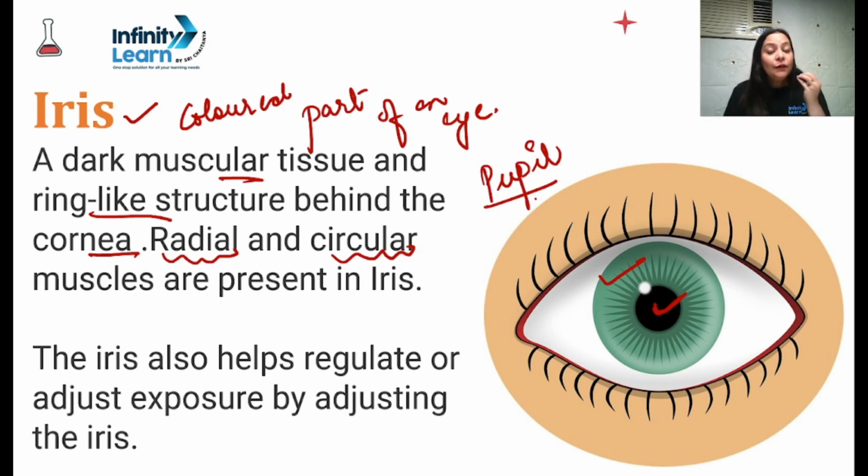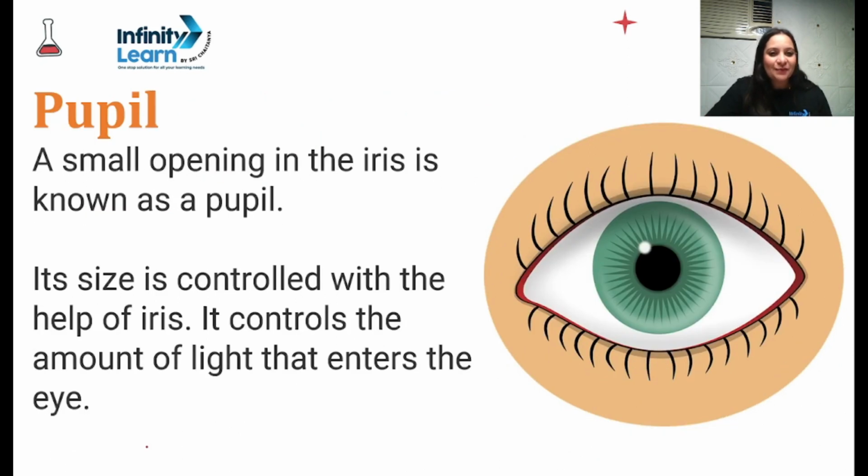And one very important thing, the pupil takes some time to adjust its size according to light intensity. So the iris regulates or adjusts exposure by adjusting the pupil.